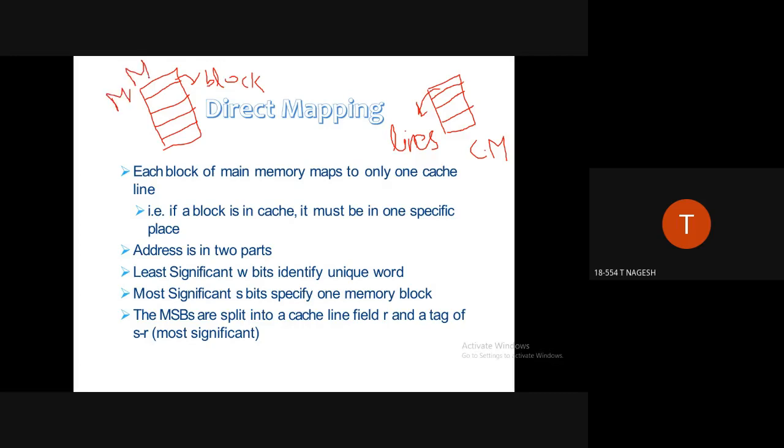In the direct mapping technique, whatever block or data you require, if that data lies in any one of these blocks, that entire block will be kept onto only one designated cache line in the cache memory, right?